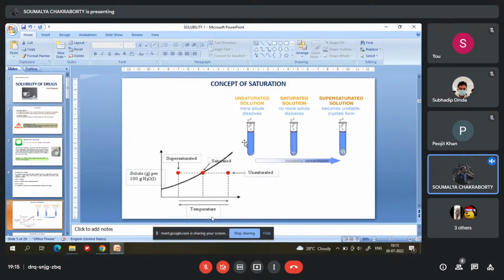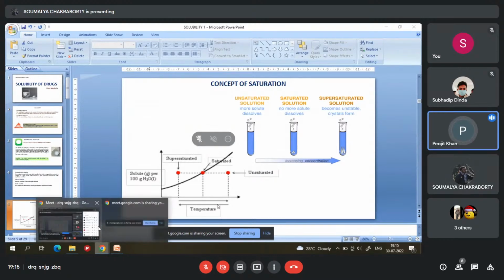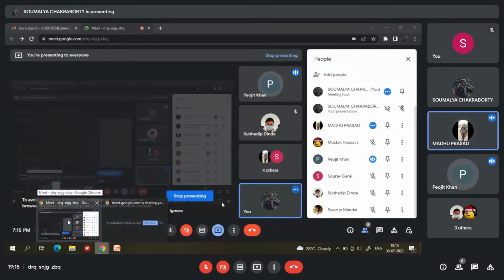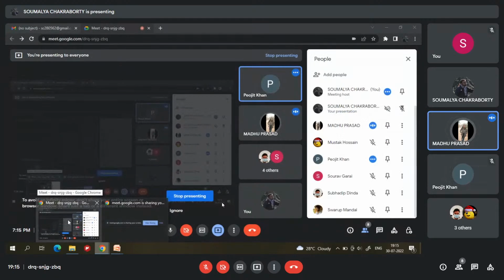Any doubt? Yes, hello. No, sir. Is the concept of undersaturation, saturation, and supersaturation clear? No, sir. Sir, supersaturation is not clear, sir.